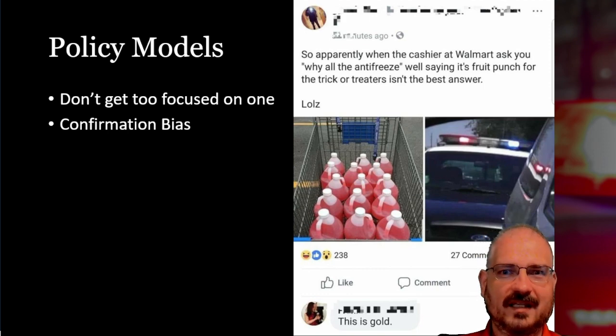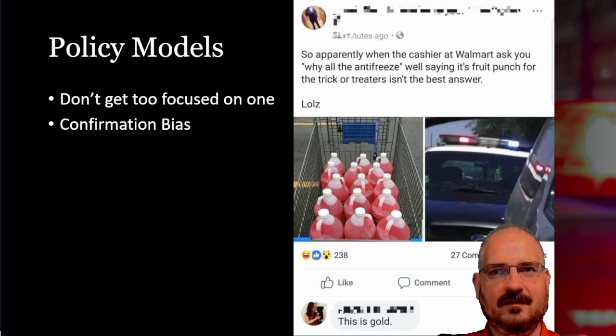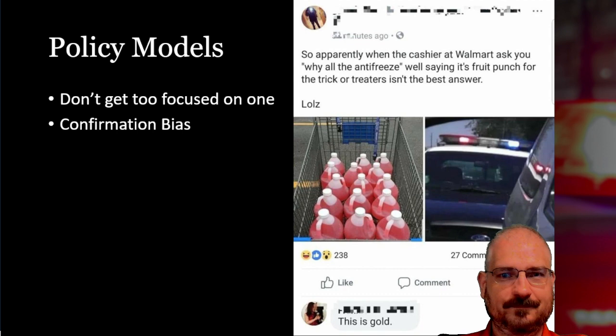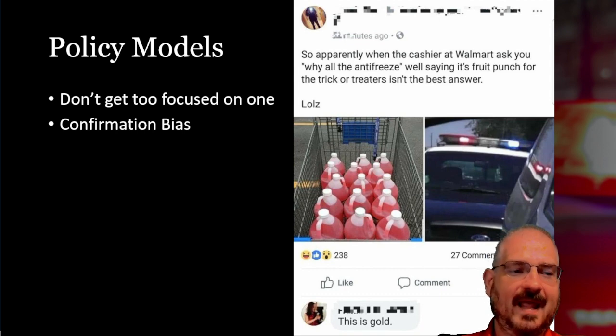So when looking at these models, try not to grab onto the one that you really liked when I first talked about them and say, oh, that's the right one, that's the one that clearly describes how policy is made. Kind of use all of them. And anyway, that is the lesson.